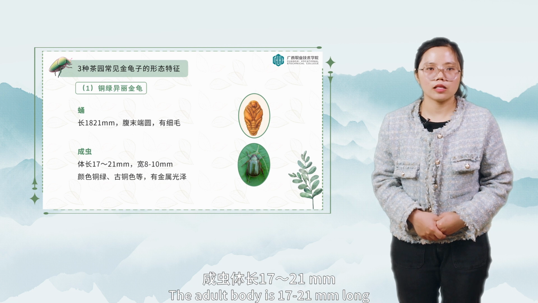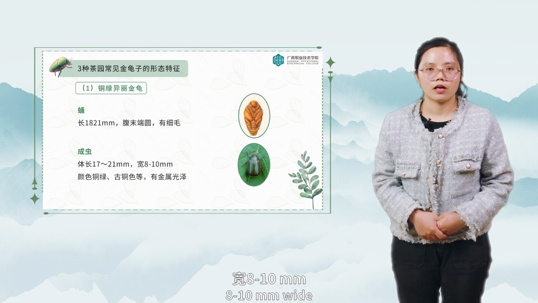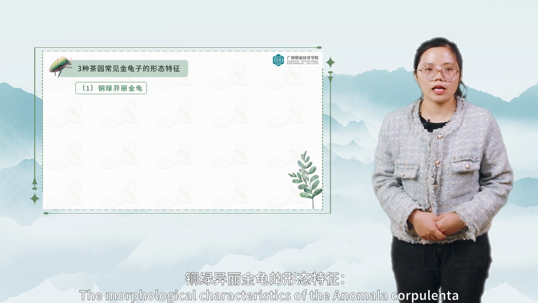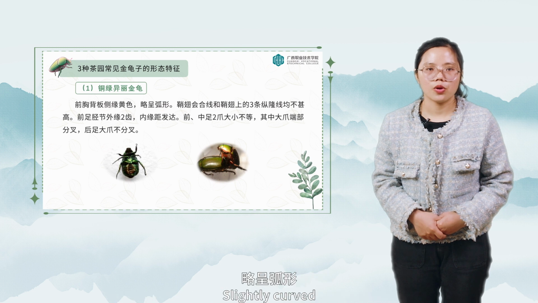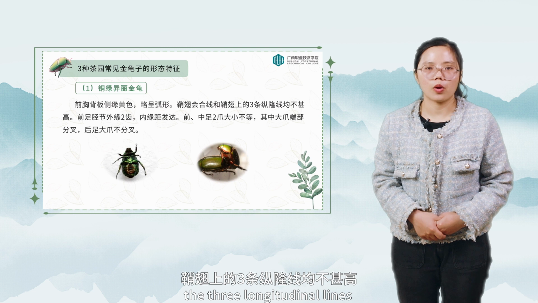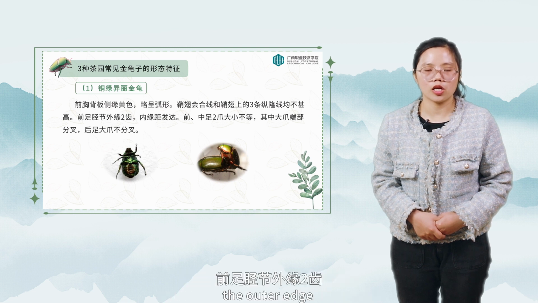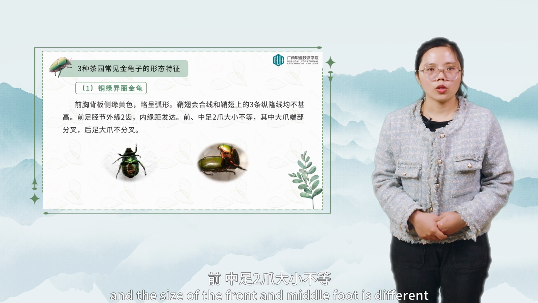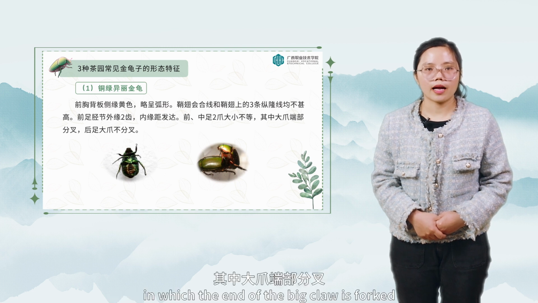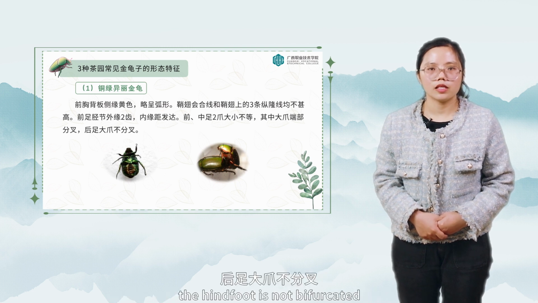The adult body is 17 to 21 millimeters long, 8 to 10 millimeters wide, copper green and bronze colored, with metallic luster. The morphological characteristics of Anomala corpulenta: the lateral edge of the forechest dorsal plate is yellow, slightly curved. The sheath wing is confluent. The 3 longitudinal lines on the sheath wing are not very high. The outer edge of the tibial segment of the forefoot has 2 teeth. The inner margin is well developed, and the size of the front and middle foot claws is different, in which the end of the big claw is forked. The hind foot is not bifurcated.